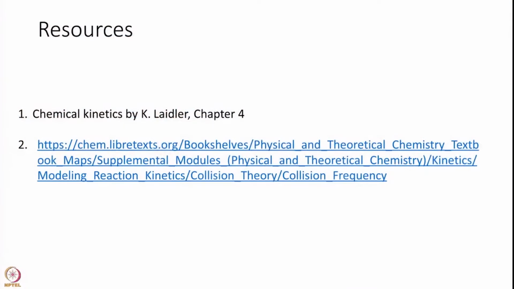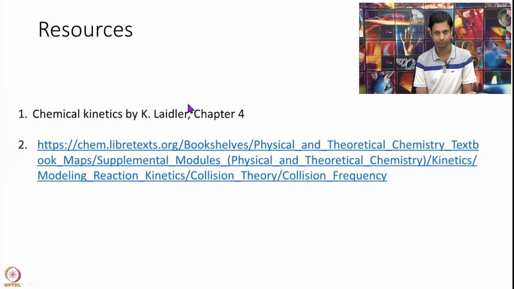Today, once we have a rate constant, we are going to analyze it a little bit. We are going to calculate the rate constant out of the rate. We are going to look at a special case when A is equal to B, when both reactants are identical, and we will end with a comparison with the famous Arrhenius equation. So, again the resources are chapter 4 of Laidler's book, or you can look at this link by chemlibretexts.org.